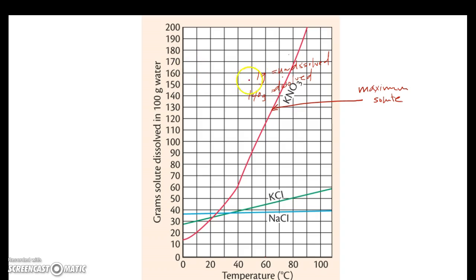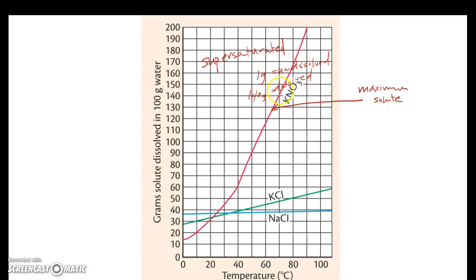We call anything on the right side of this line, we call that supersaturated. That means that it is no longer able to dissolve any more material. So some of that material, that solute, will remain undissolved and as a solid on the bottom.